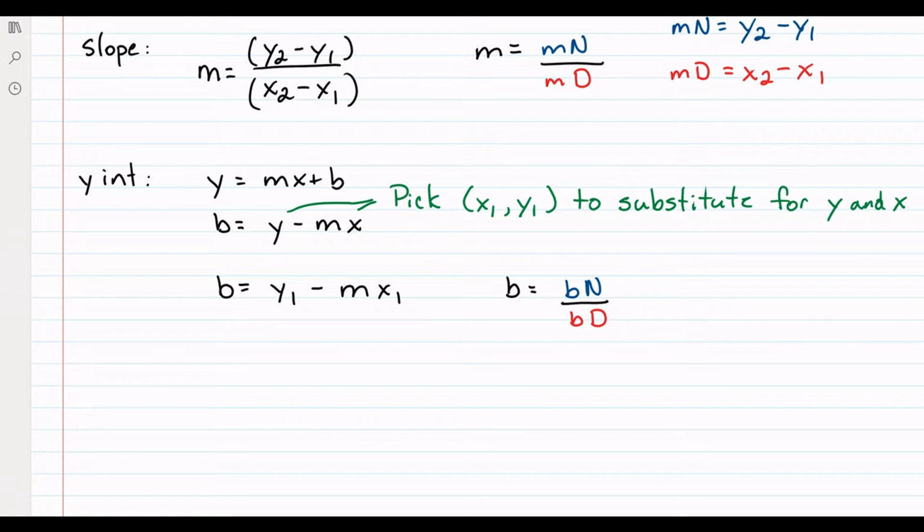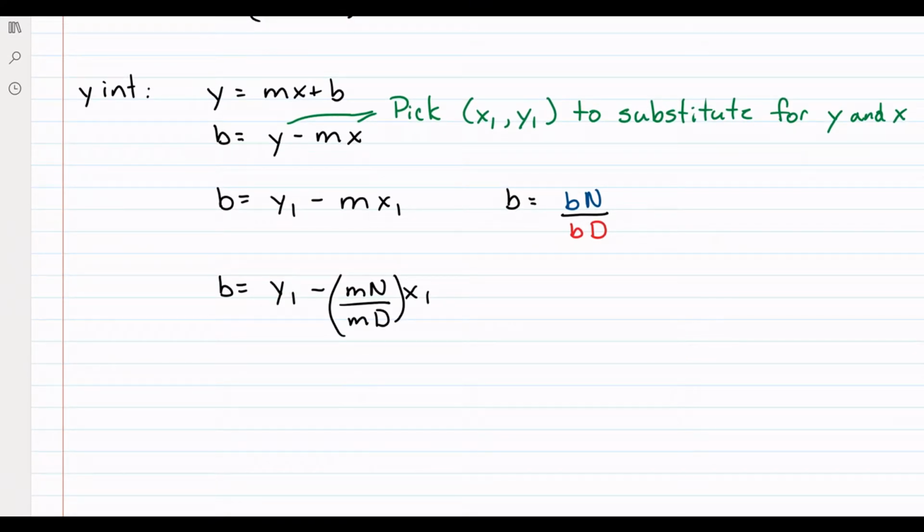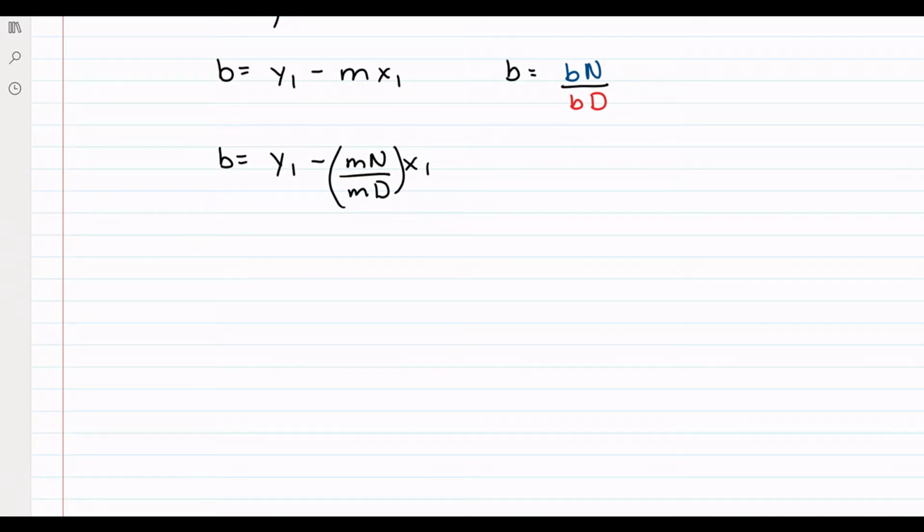So what I'm going to need to do is substitute my fraction that's up here and then do the algebra to make it look something like that. So I can rewrite this as y1 minus mn over md times x1. Okay. And now I've got to deal with some common denominators to rearrange this equation.